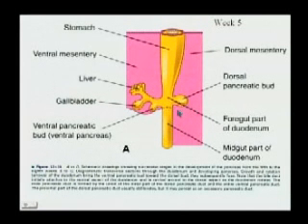So there is a dorsal mesoduodenum that extends for a longer distance than the ventral mesoduodenum. This portion of the ventral mesoduodenum here is going to become the hepatoduodenal ligament.